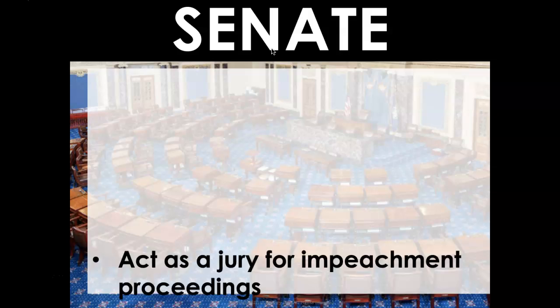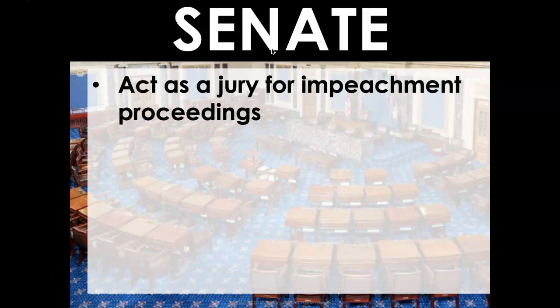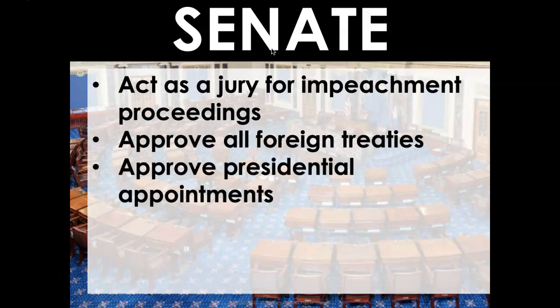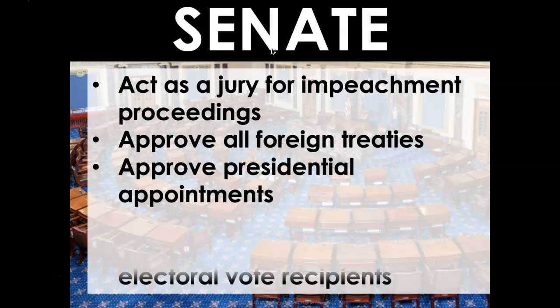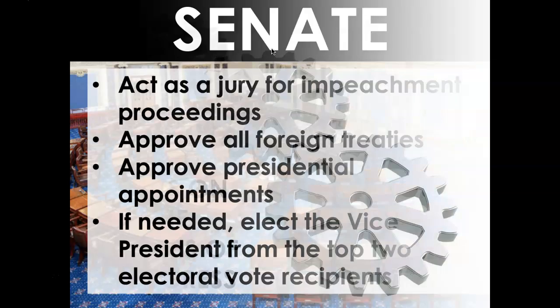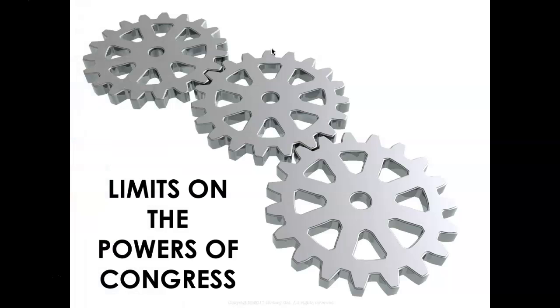In terms of the Senate, they act as a jury for the impeachment proceedings that we just talked about on the previous slide. The Senate approves all foreign treaties. The Senate approves presidential appointments. If needed, they elect the vice president too from the top two electoral vote recipients. And we'll talk about special circumstances upon which that might be the case. But there are certain limits on the powers of Congress. They can't do everything. And we're going to talk about that right now.